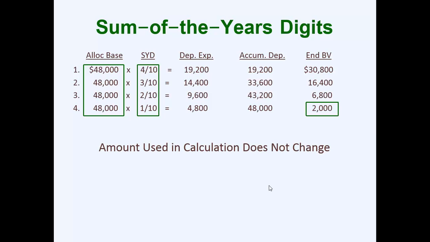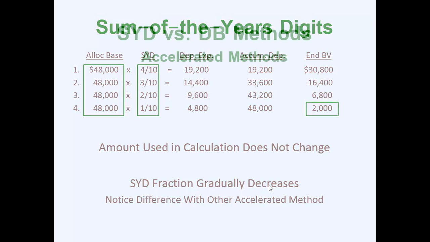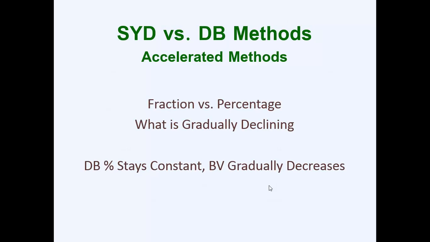The amount used in the calculation does not change. And what does that represent? That was your depreciable cost. Cost minus salvage. The sum of the year's digits fraction gradually decreases over time. Now notice the difference with the other accelerated method, the declining balance. We'll look at a comparison. With the sum of the year's digits, you use a fraction. Declining balance, you use a percentage.